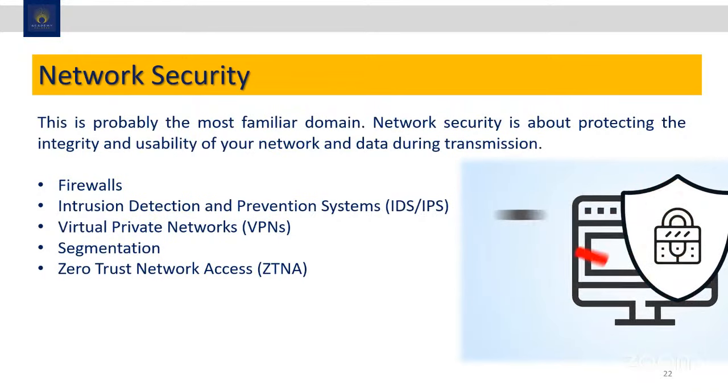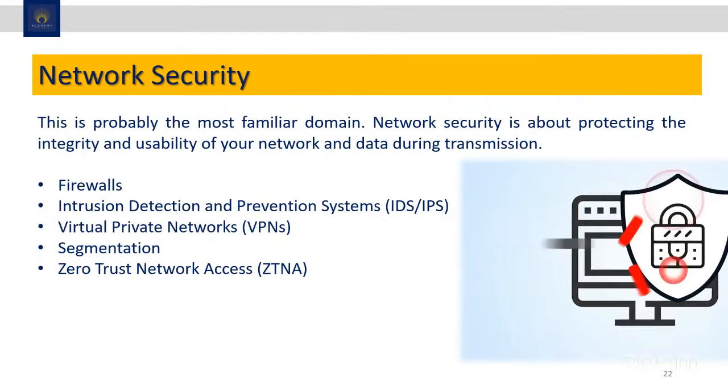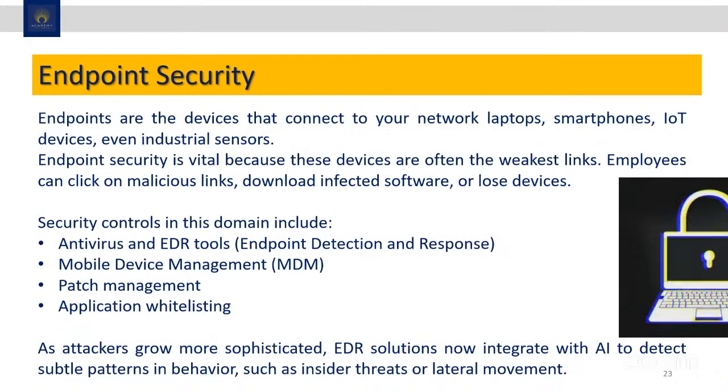This is network security. It is probably the most familiar domain, and it is about protecting the integrity and usability of your network and data during transmission. So we're talking about firewalls, intrusion detection systems, virtual private networks, segmentation, ZTNA, that's zero trust network access. And of course, in the age of AI, we are seeing AI enhanced network intrusion detection systems, which learn what normal traffic looks like, and when there's an anomaly, they flag it. That's very vital to us cybersecurity professionals. The next one is endpoint security.